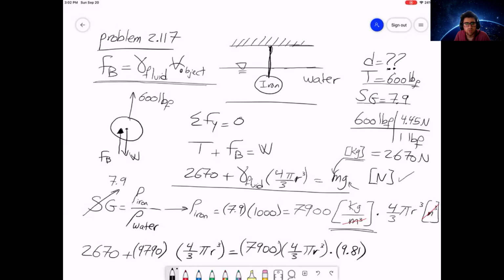Am I missing something? What are you looking for in this one? B, right? But we need the diameter. You need the SG for water because you're looking for gamma of the fluid. Well, the fluid is water. Remember, this iron ball is submerged in water. So this fluid should read water.